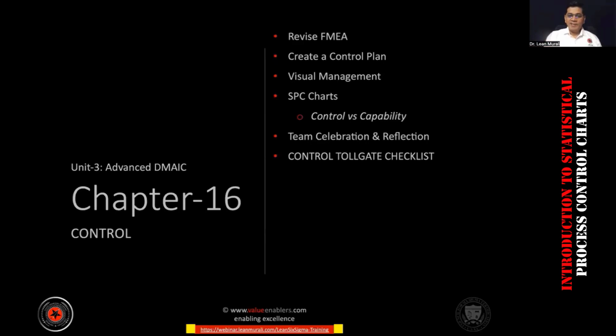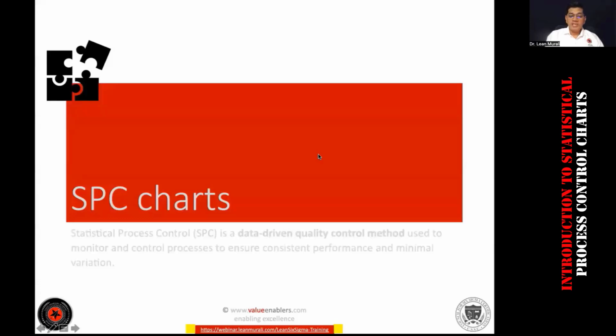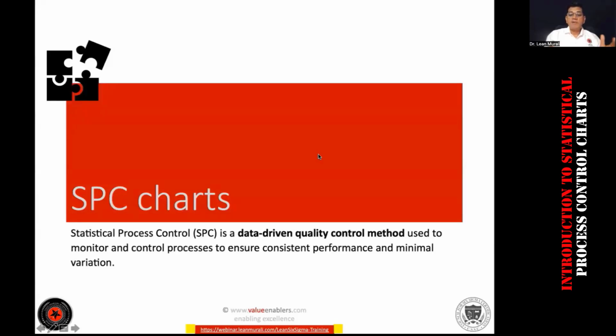How many of you agree with me? The process may be under control, may not be under control. But then you cannot blindly say whether it is under control or not under control. Statistically, whether it is under control or not. How do you determine statistically whether it is under control or not? And that's what we are going to talk about today, which is the SPC charts, which is a data-driven quality method that is used to monitor and control the process to ensure consistent performance and minimal variations.